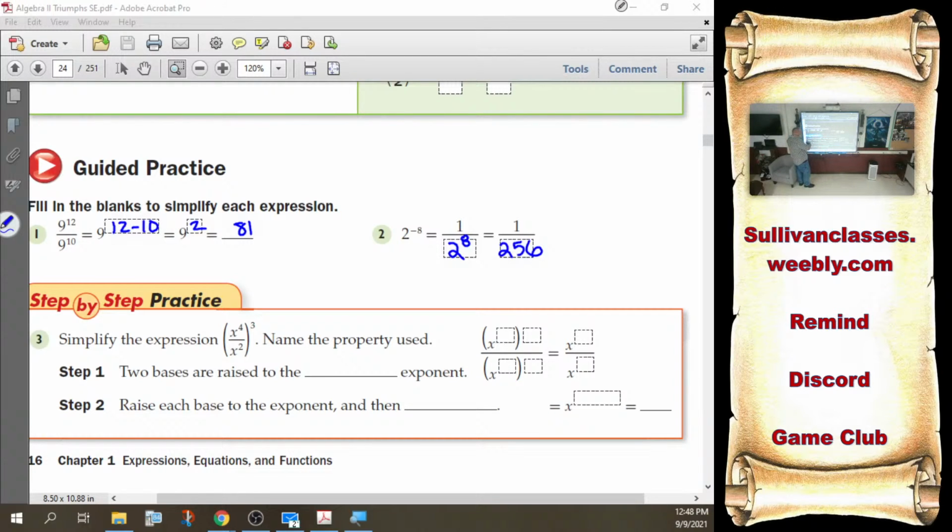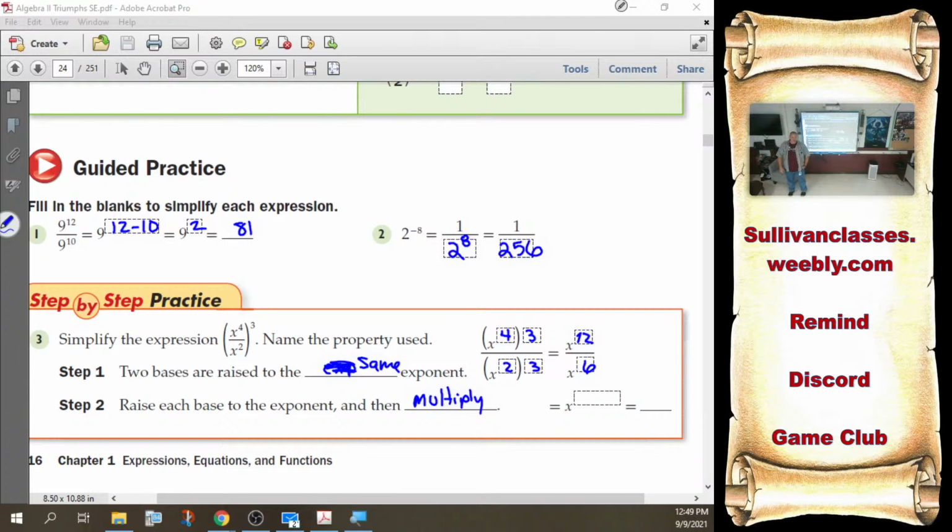Name the property used, blah, blah, blah. Okay, the two bases are raised to the same exponent. Raise each base to the exponent, and then Kevin said we're going to multiply. So I'm going to write x to the 4th gets to the 3rd, and x to the 2nd also gets a 3rd, and I will multiply those, getting 12 and 6, respectively.